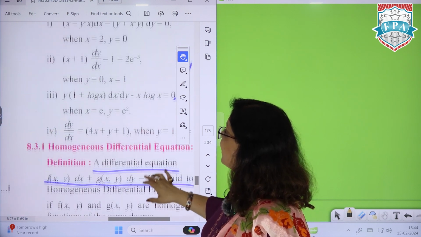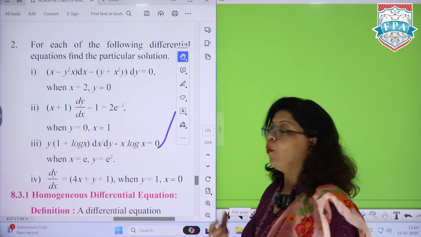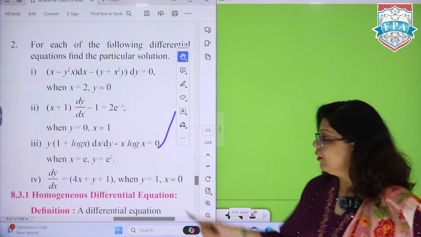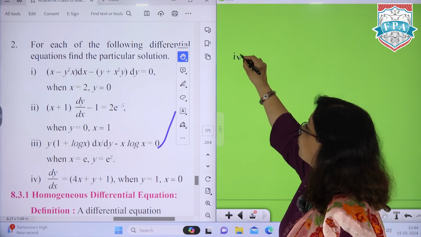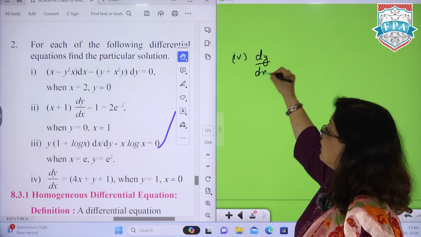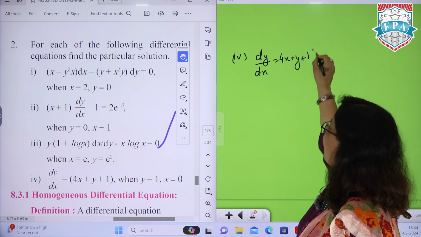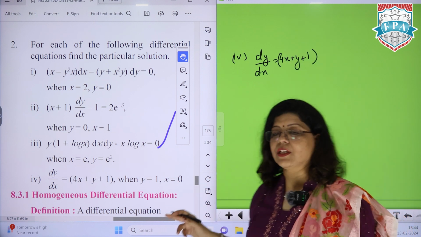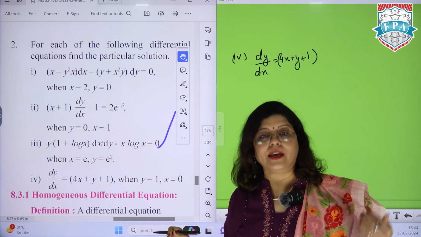So then in that case we have to see exactly in what way we should convert it. What can be the t for that? So let's take the last question, the fourth sub part of the second question: dy by dx is equal to 4x plus y plus 1. Here they want a particular solution. They have given the value of y at 0, which we'll take into consideration at the end.